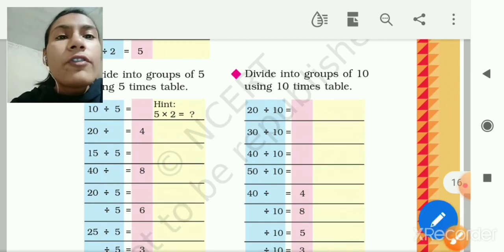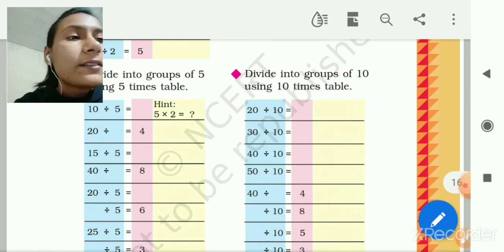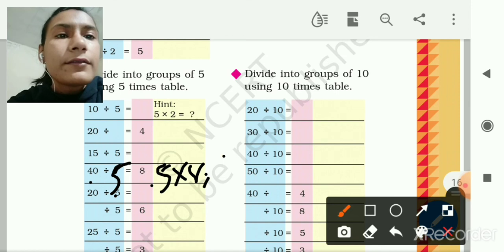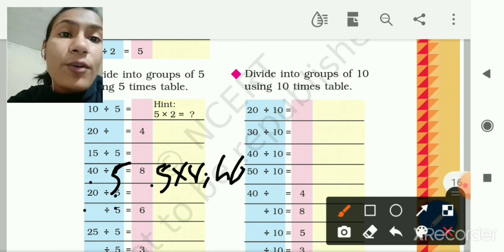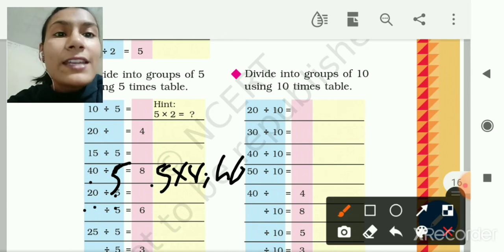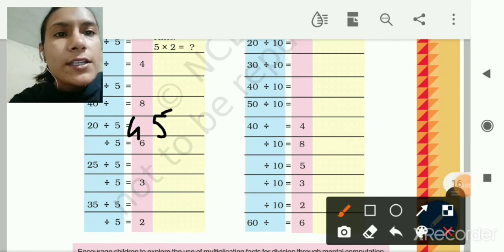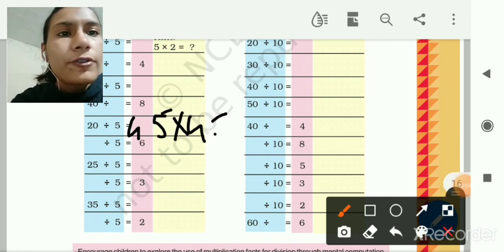Then 40 divided by how many? So the answer will come 8. So 40 divided by 5. 5 8s are 40. So here you can write. Then 20 divided by 5 is equal to how many? 20 divided by 5 is equal to 4. So 5 4s are 20. So 5 multiplied by 4 is equal to 20.